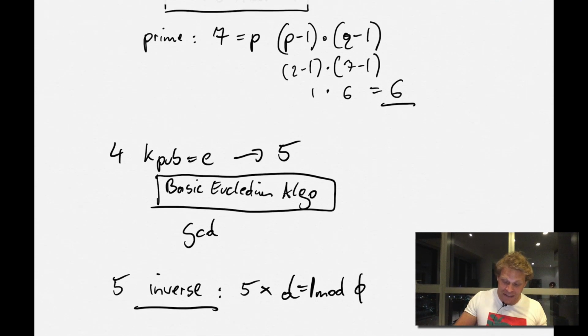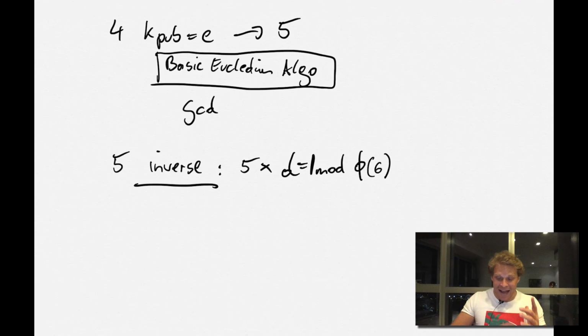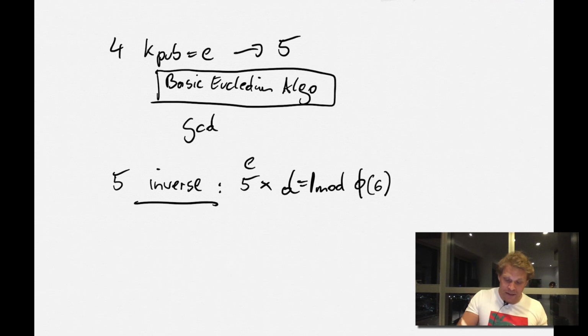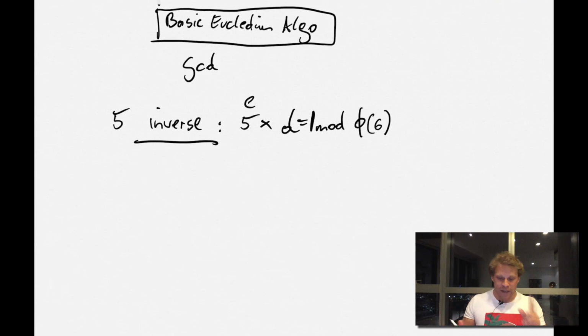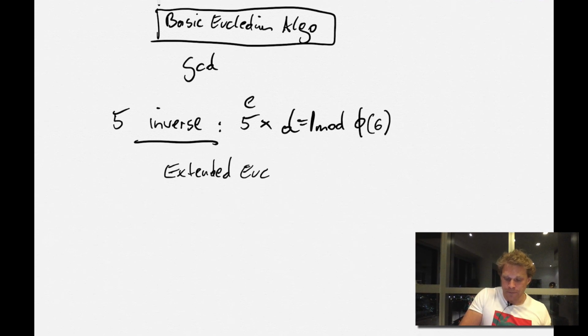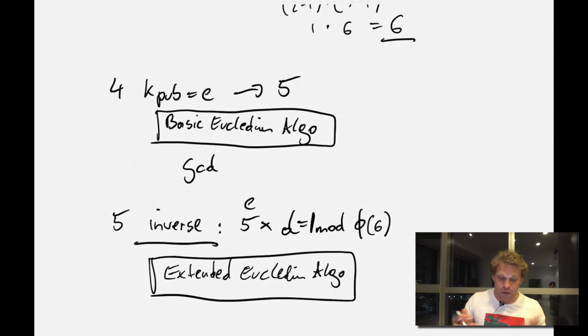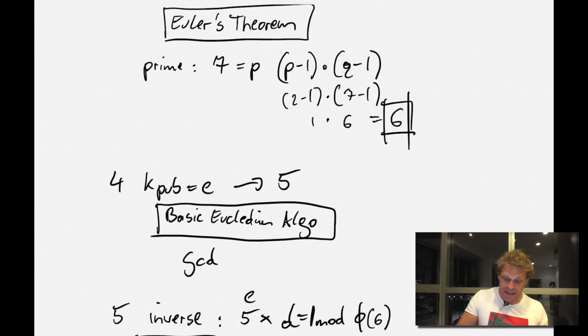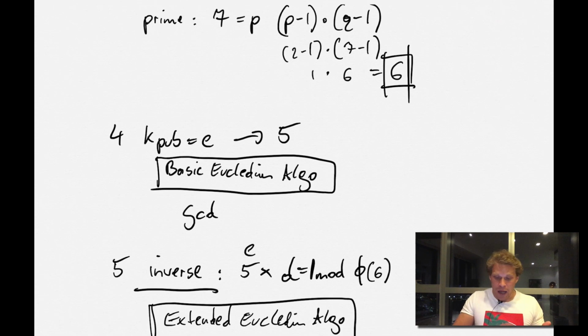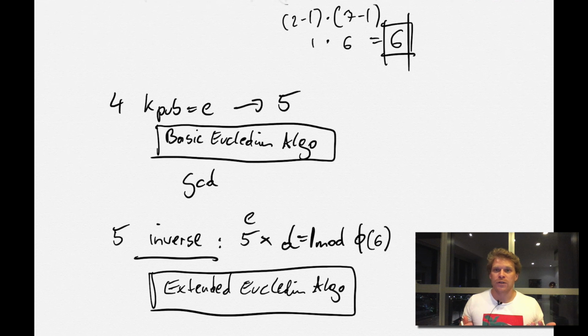In our case, phi is 6. So I need to ask, this is the encryption key, this is the decryption key. What's the inverse to get 1 mod phi, in this case 6? What you normally would use here is the so-called extended Euclidean algorithm. And you can calculate that quite easily if you know phi, the modulus in this case, and you have, and that's important obviously, a co-prime number, so you can actually calculate an inverse. Computers can do this, it doesn't take too much time.